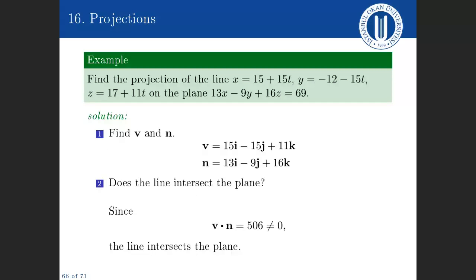And then the final example for today's lesson. Find the projection of this line onto this plane. We start by writing down V and N, and then we ask the question, does the line intersect the plane? We calculate V dot N. We get 506, which is not 0. So the answer is yes, the line intersects the plane. The line is not parallel to the plane.